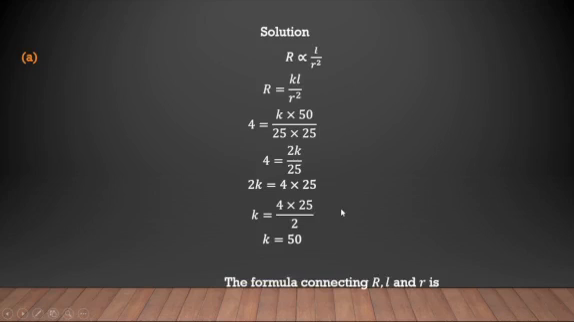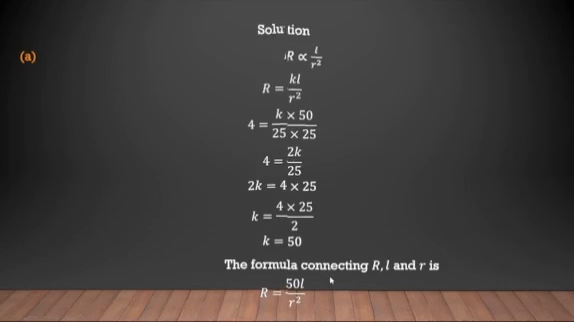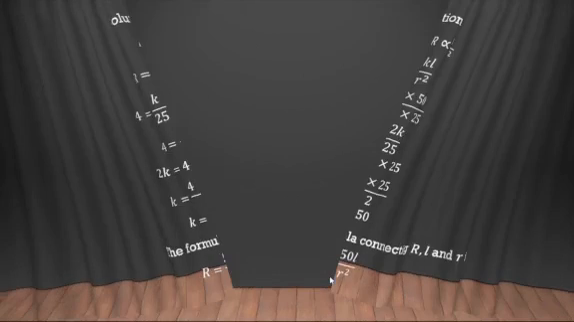Then we need to express the relationship or the formula connecting R, L and r. Big R, L, and small letter r, that is the radius. And that will simply be R is equal to 50L over r squared. So we have solved the first part of the question. So let's get to the second part.